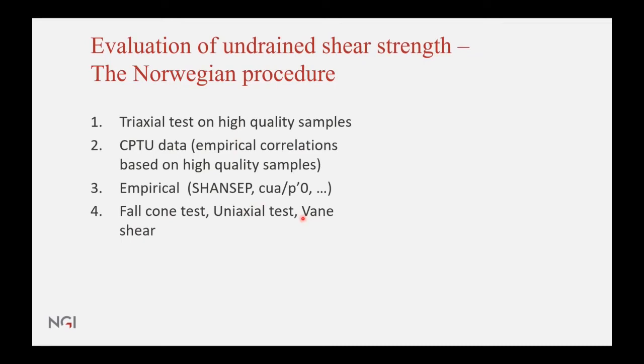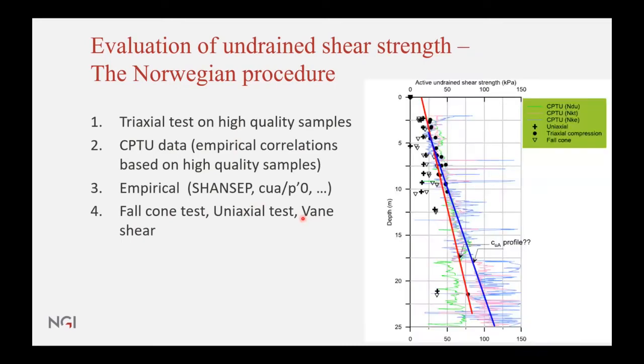that renders the measurements unusable. So a typical profile will look something like this, where in many cases we have all of this data, but then we will make a design profile that is quite often based on the triaxial compression tests, so the circles that you have there, and then also based on CPT as a second part, while results from uniaxial tests and fall cone tests we see quite often will fall below this.